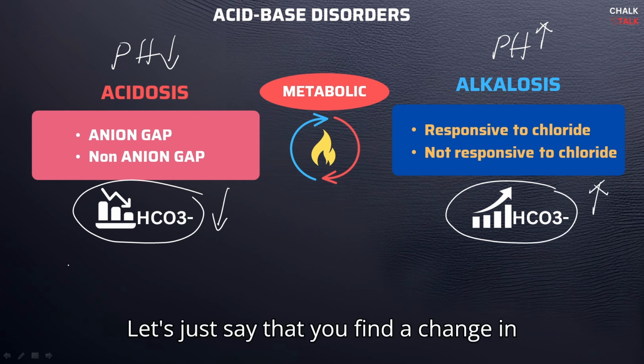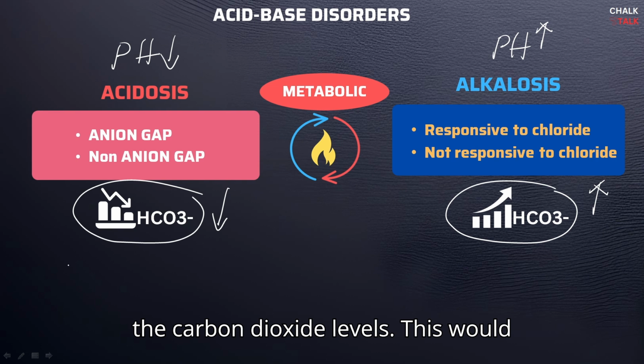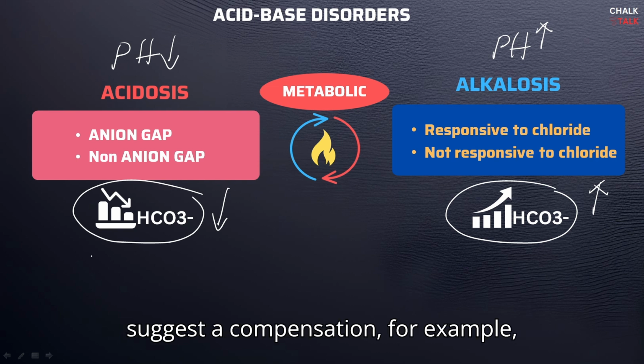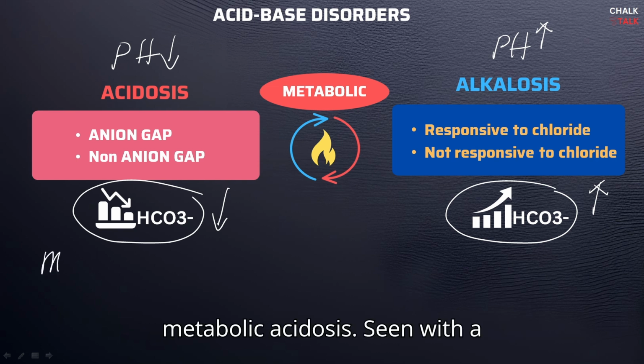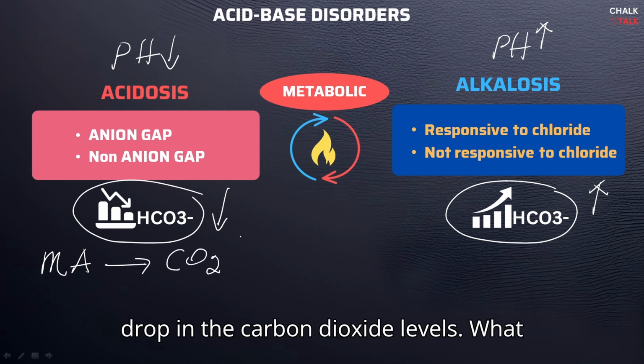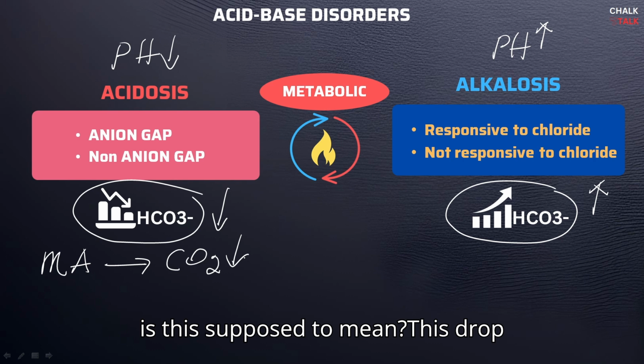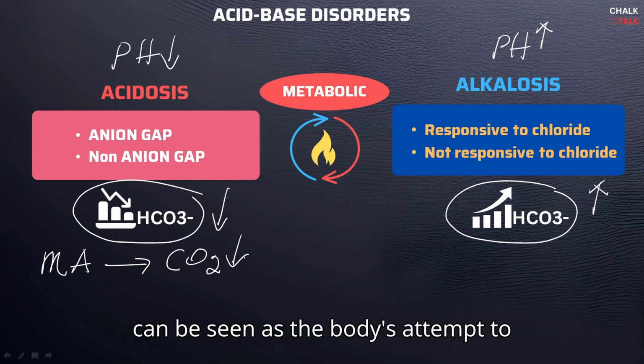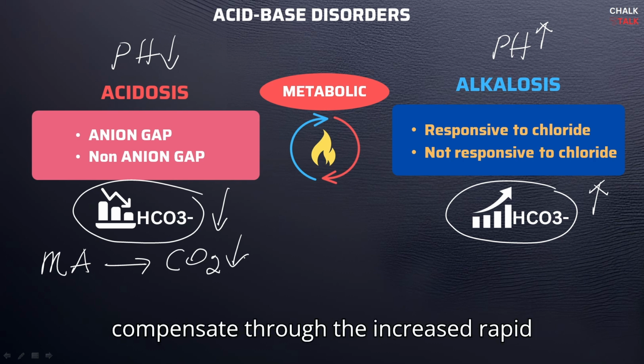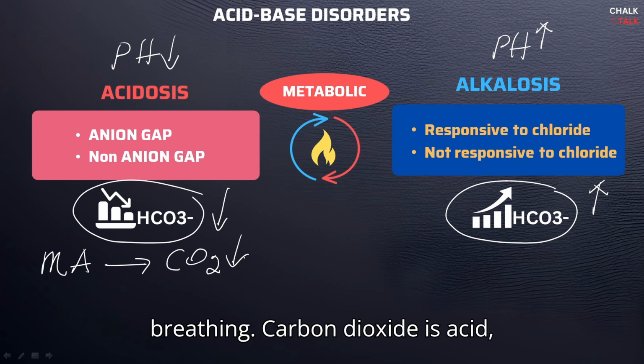Let's just say that you find a change in the carbon dioxide levels. This would suggest a compensation. For example, metabolic acidosis seen with a drop in the carbon dioxide levels. What is this supposed to mean? This drop can be seen as the body's attempt to compensate through increased rapid breathing.